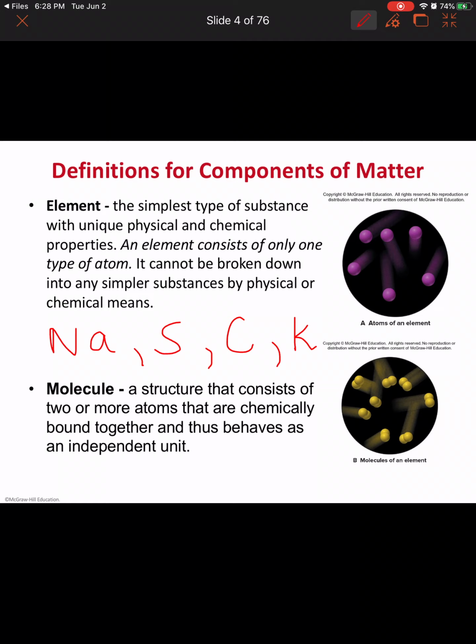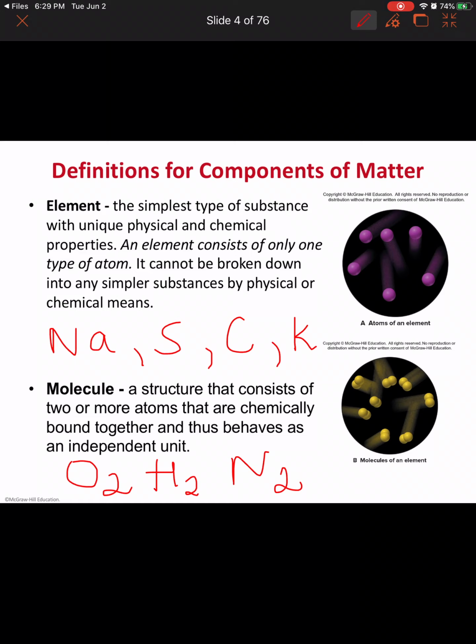Okay, and then we have molecules, a structure that consists of two or more atoms that are chemically bound together and thus behaves as an independent unit. We call them a molecule. Can you give me an example of a molecule? You can find a molecule where two or more atoms are chemically bound together. What did you say? Oxygen? Yes, oxygen is a molecule, a diatomic molecule. Hydrogen is a molecule too. And water, H2O, is a molecule. And then nitrogen. So all of these are molecules.